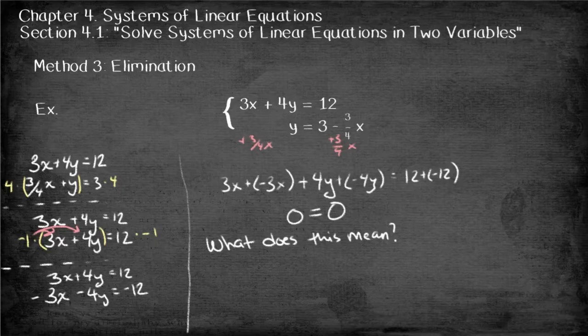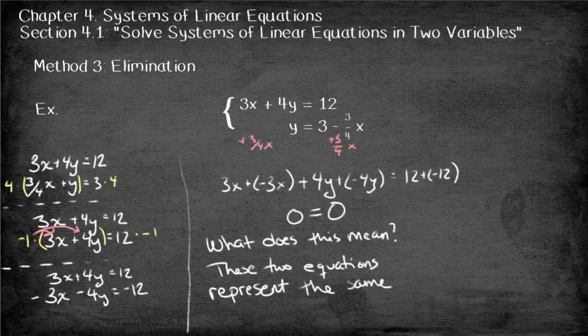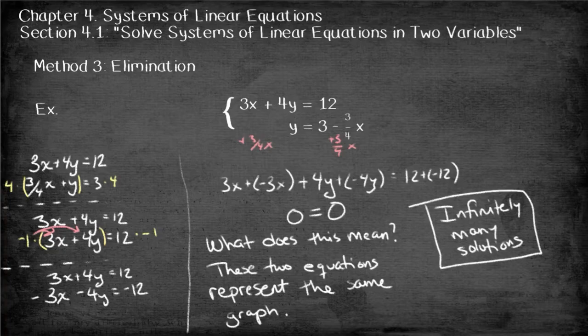So in other words, that means these two equations represent the same line. They have the same graph. So there's really only one graph, and we know how many solutions one linear equation has, right? Namely, every point on the line. So there's infinitely many solutions. That's because you get something like 0 equals 0.